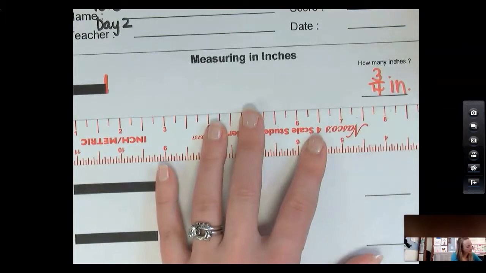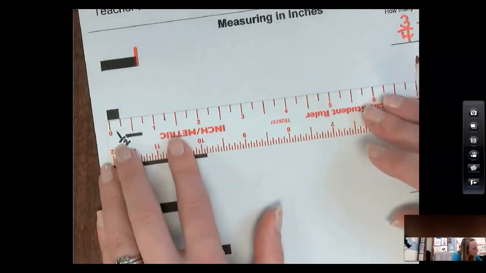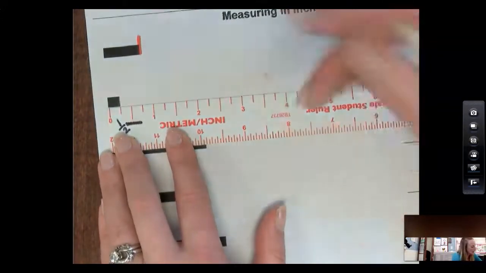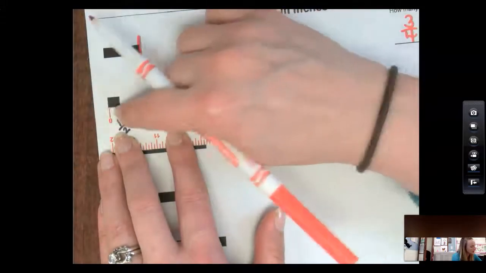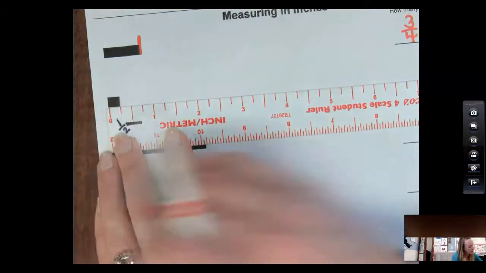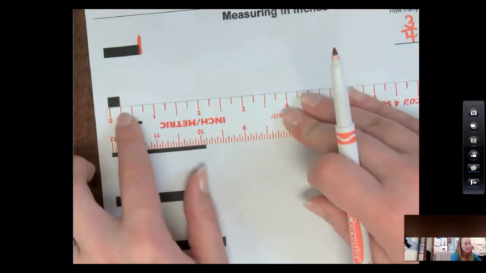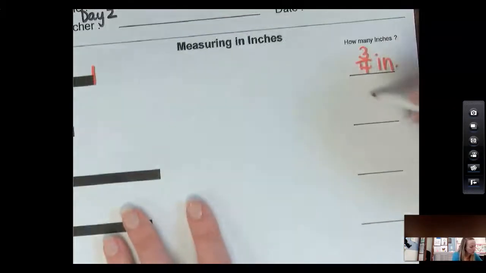All right, kiddos. Let's do our next one. Oh, this is an itty bitty one. Let's look. It's between 0 and 1. We don't need to write a big number because if it's 0, we don't write a big number, okay? All right, let's sing our song. Ready? 1/4. It is at a 1/4, so we will mark 1/4, and then we will write inch.